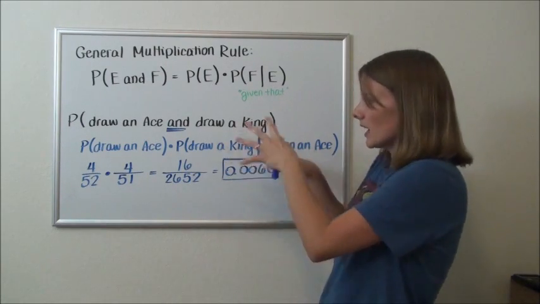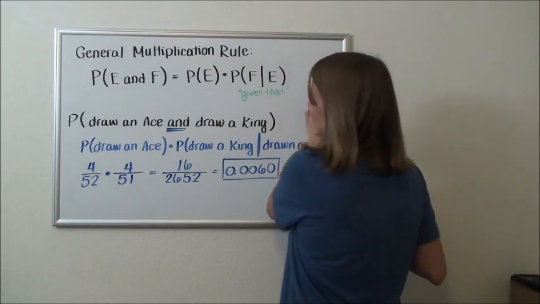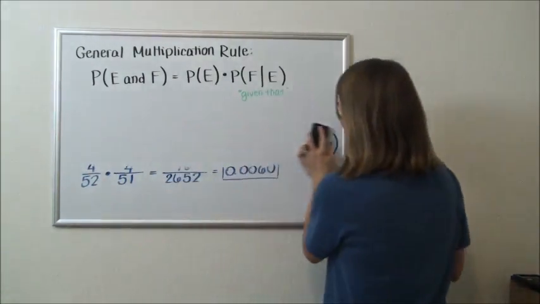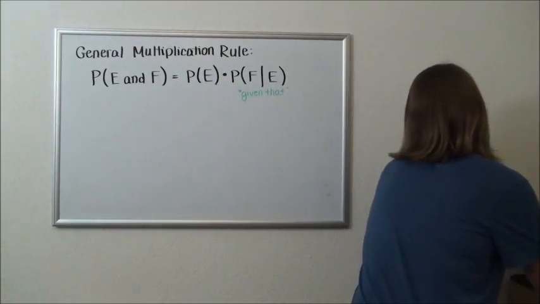So let's stick with this card idea and look at a few other conditional probabilities just with the cards while we're thinking about it, and then we'll pull out some examples from the book to look at.